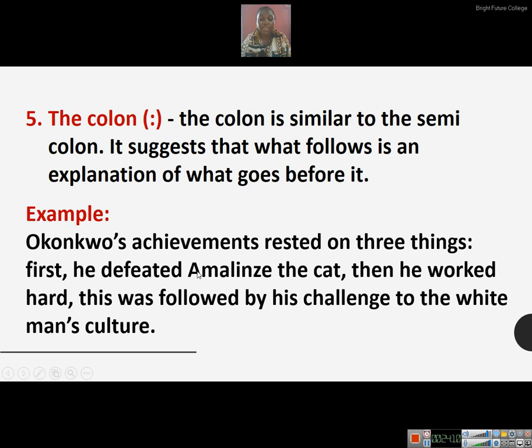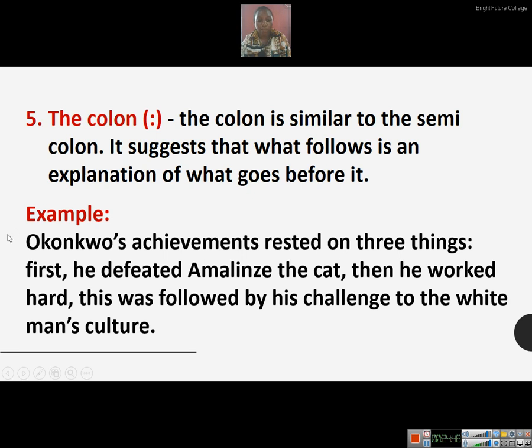First, he defeated Amalinze the cat. Then he worked hard. This was followed by his challenge to the white man's culture. So you can see that I have listed the three things that his achievements rested on. That is why I used the colon after telling you that Okonkwo's achievements rested on three things, and then to explain what it means, I used the colon. That is why we say that it is used to suggest what follows after what you have written already. You suggest what follows is an explanation of what goes before it.